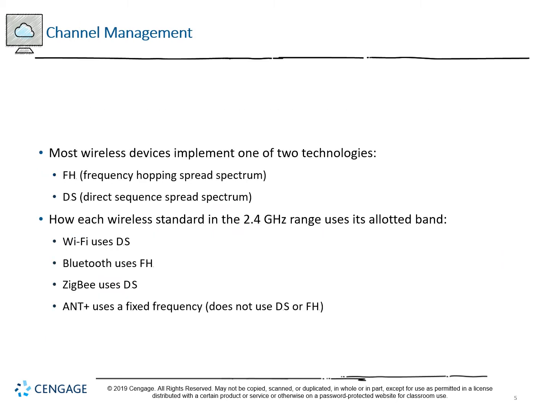Now, most wireless devices will implement one of two technologies, what's called frequency hopping or direct sequence spread spectrum transmission. Each wireless standard in the 2.4 gigahertz range, the most common, uses its allotted band as follows. Wi-Fi uses direct sequence, as does Zigbee. Bluetooth uses frequency hopping, and ANT Plus uses a fixed frequency, which does not use direct sequence or frequency hopping.